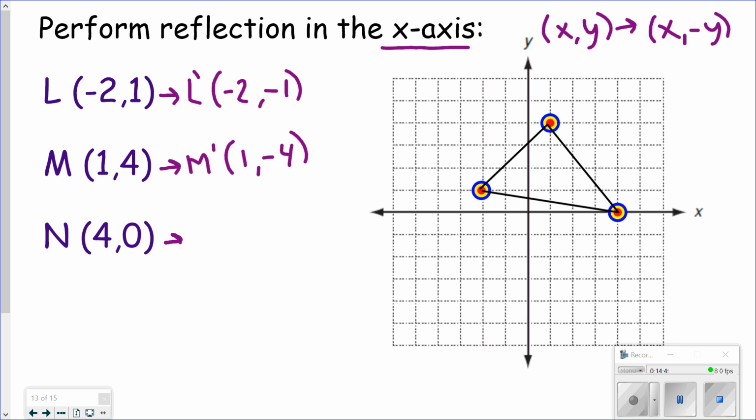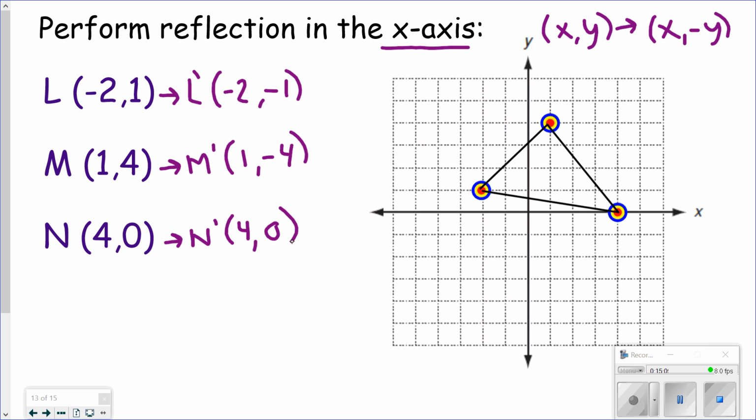And N prime is going to be 4, 0. Now, 0 cannot change to a negative, so this one's actually going to stay just as 0. That's the only number where you can't change a sign because 0 is neither negative or positive. So that coordinate is going to stay exactly the same.